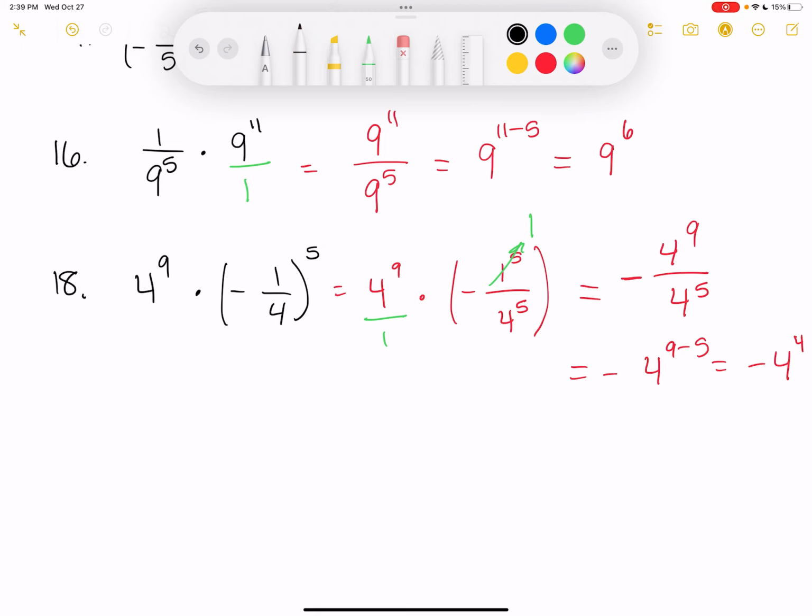All right, so the next ones are doing the same thing, except you are going to do them with variables in them, instead of numbers. So 22, z to the 8th times 1 over z to the 7th. So what do I do here?